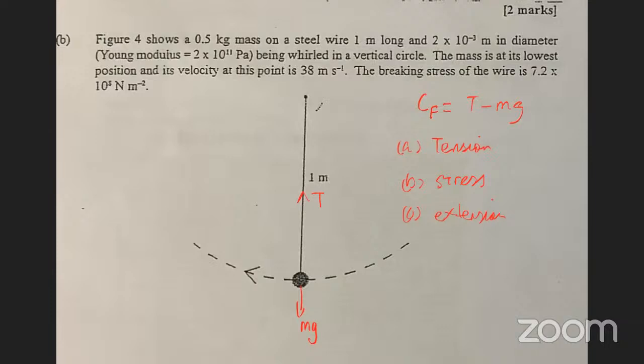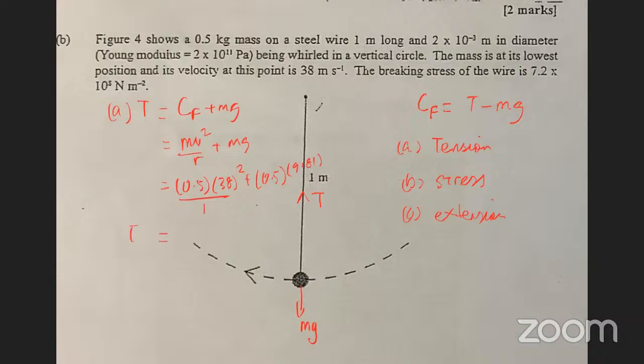All right, so part A, tension is centripetal force plus weight. So that's mv squared on r plus mg. What was the mass? 0.5, by 38 squared plus 0.5 by 9.81, all over r, which is 1.